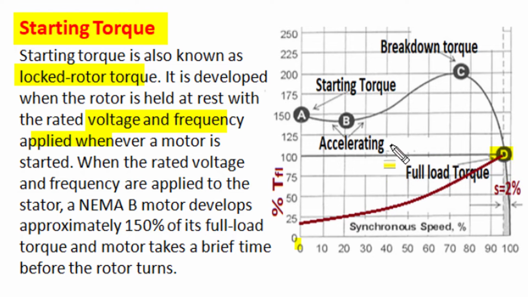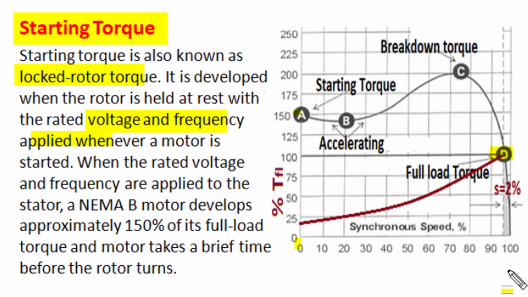For a typical standard NEMA B design motor, the starting torque is 1.5 times full load torque, or 150% of full load torque, when stator is given rated voltage and rated frequency. If a star delta starter is used to reduce line current to 1/3, the same starting torque will become 1/3, and for a standard NEMA B design or standard NEMA A design motor, this torque will become only 50% of full load torque.